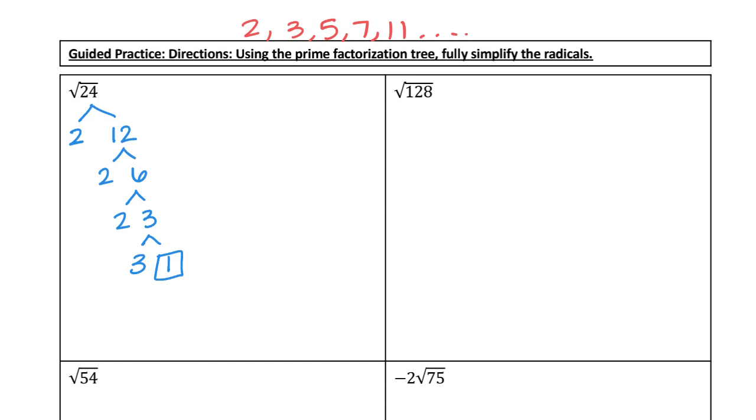Okay, and so we can rewrite that square root of 24 as the square root of all of these prime factors multiplied together. Because 2 times 2 times 2 times 3 gets you right back to 24. So we can rewrite this as the square root of 2 times 2 times 2 times 3.